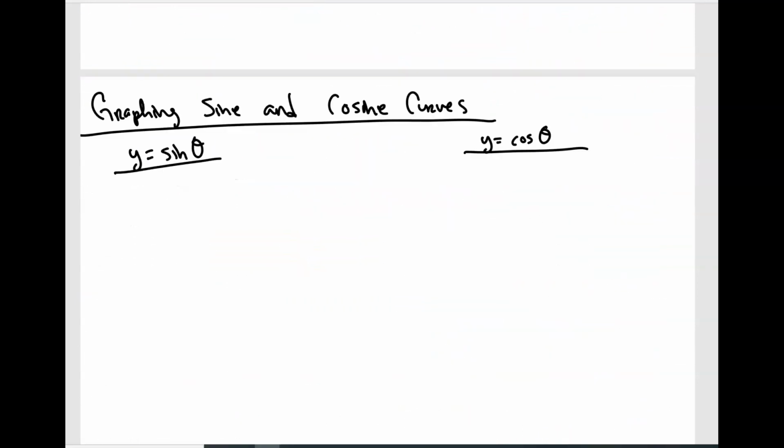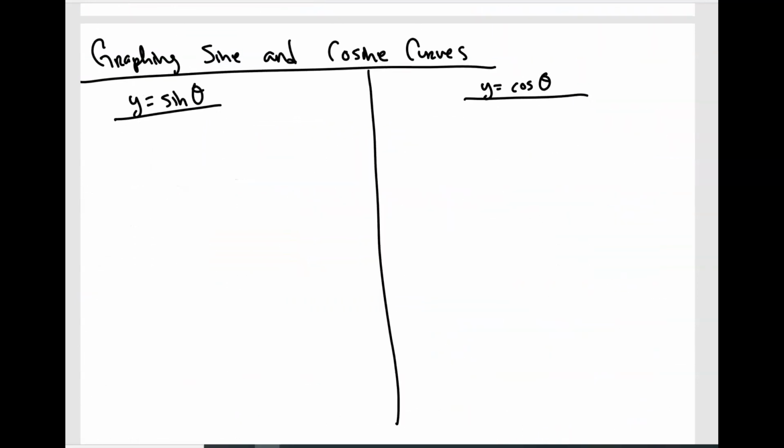I'm first going to start off with sine. I'm going to write it like this: here are my theta values, my angles, and here are my y values. Obviously I should plug in 0 for theta. And usually when we deal with these, we always want to write them in radians. So 0 is where you want to start off.